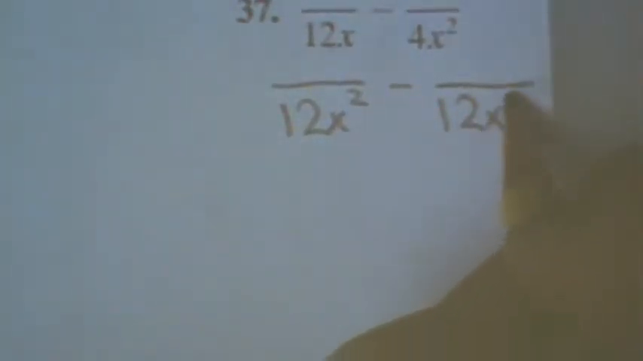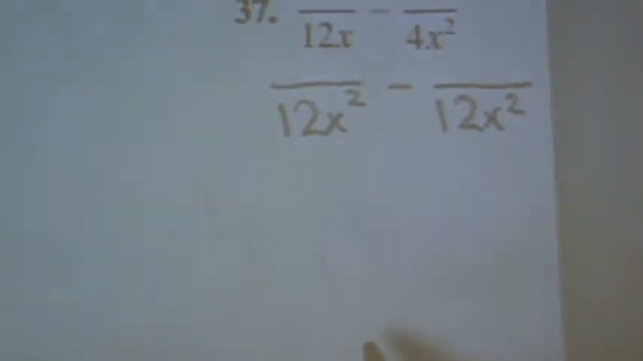Who wants to try this one? Chris. Try it. What's your common denominator? It's going to be 12x squared. Yeah, 12x squared. Times the first one by x.